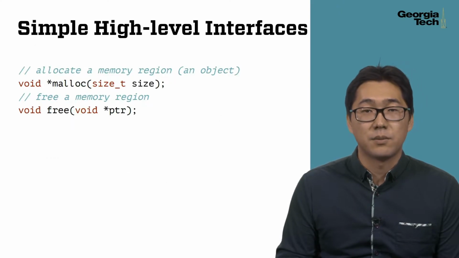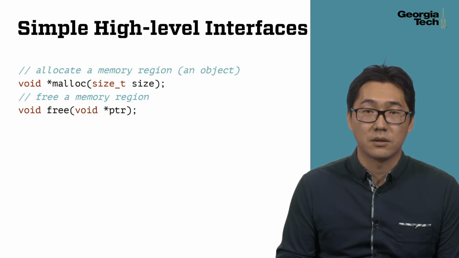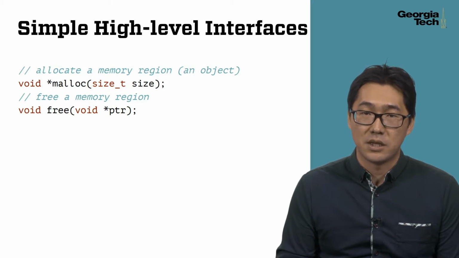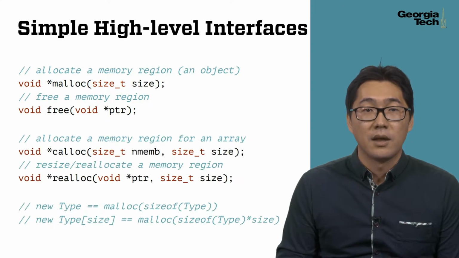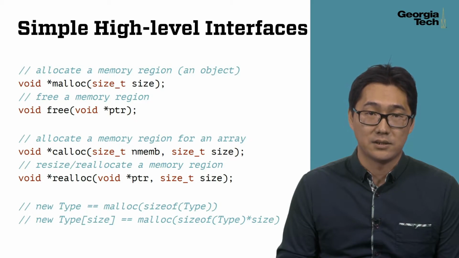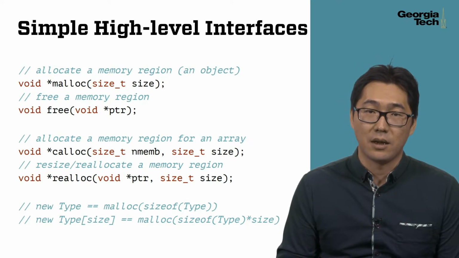Heap allocators provide a very simple set of high-level APIs. Malloc, which returns a pointer to the allocated object of the specified size. Free, which will reclaim the object that the specified pointer pointed to. Other than the two core APIs, there are in fact many other APIs such as calloc or realloc, but for simpler discussion, we will focus only on malloc and free in this lecture.